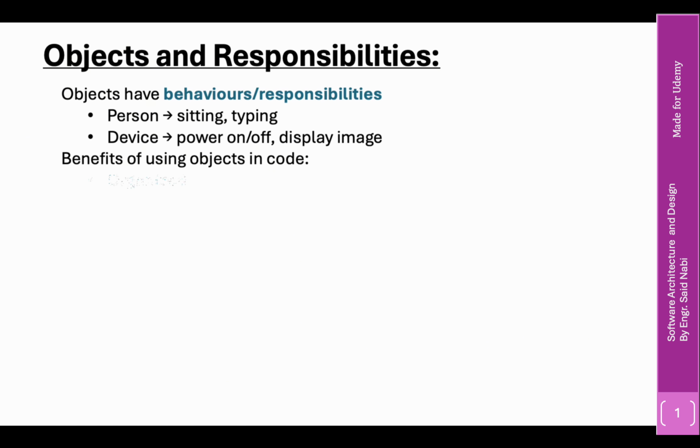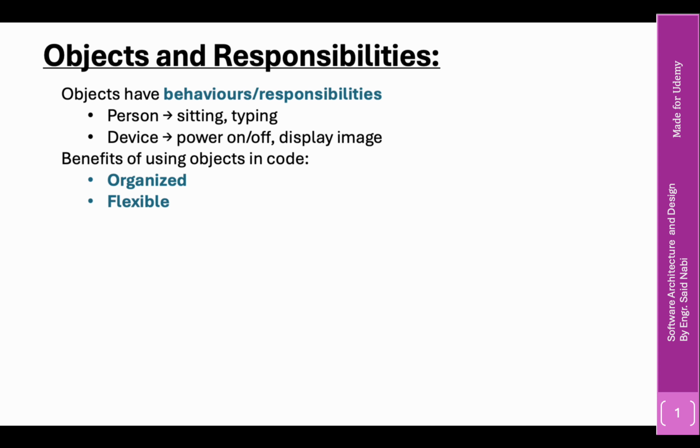Benefits of using objects in code. The code would be organized because you have identified all the objects, and each object has its own behaviors and properties. So if in case you want to change the behavior of any object, you don't have to touch all the other objects. You can go and change the behavior of certain objects, and it won't affect the rest of the code. Similarly, flexibility.